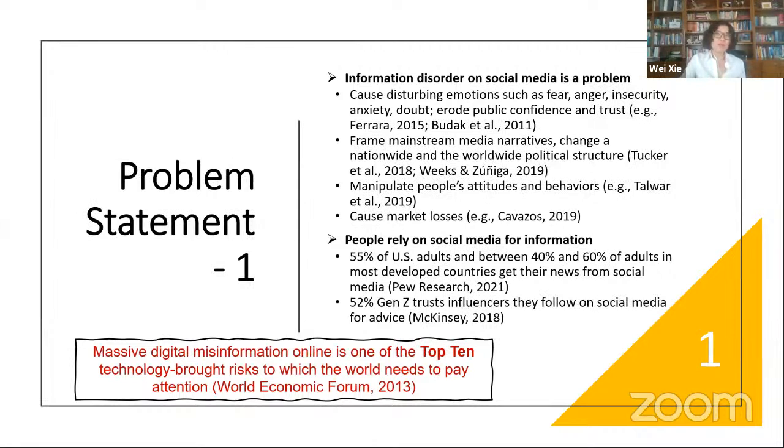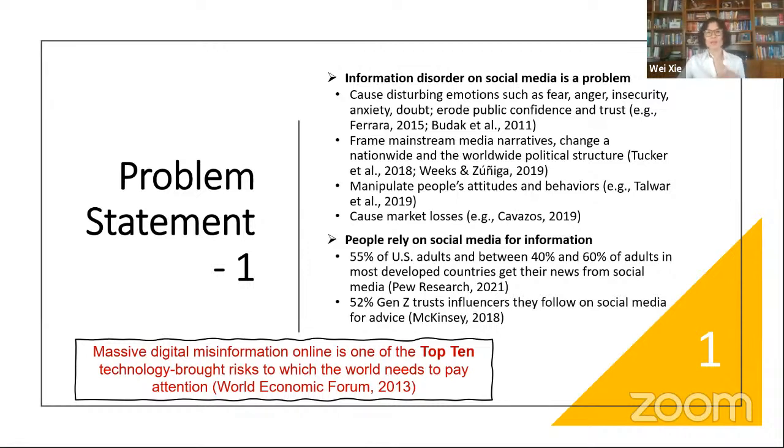Another consequence of information disorder on social media is that it can cause actual monetary loss to individuals and societies. Research reports that fake news can cost the stock market as much as $80 billion annually. It's huge, just due to the fake news that spreads and that we receive on social media. So information disorder is a serious problem.